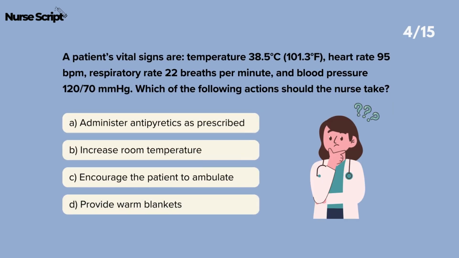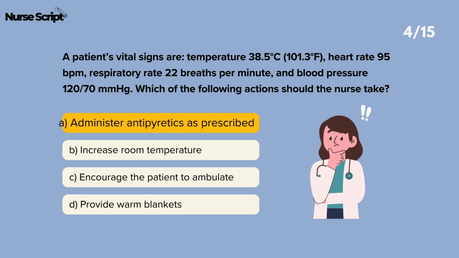A patient's vital signs are temperature 38.5 degrees Celsius, heart rate 95 BPM, respiratory rate 22 breaths per minute, and blood pressure 120/70. Which of the following actions should the nurse take? Administer antipyretics as prescribed.